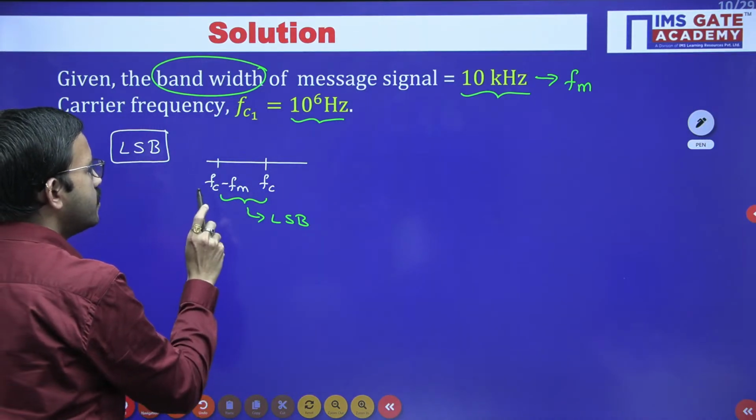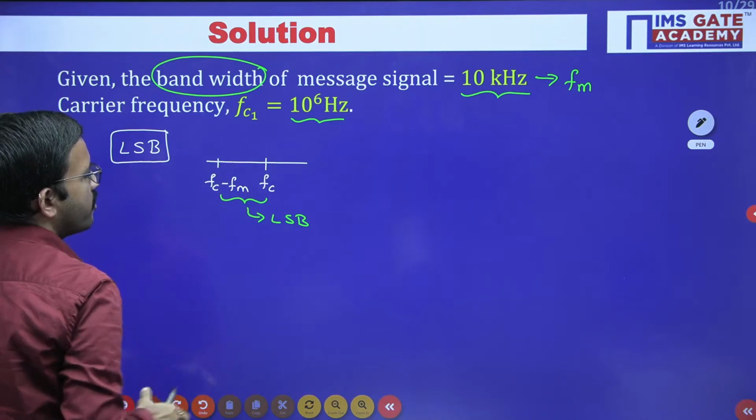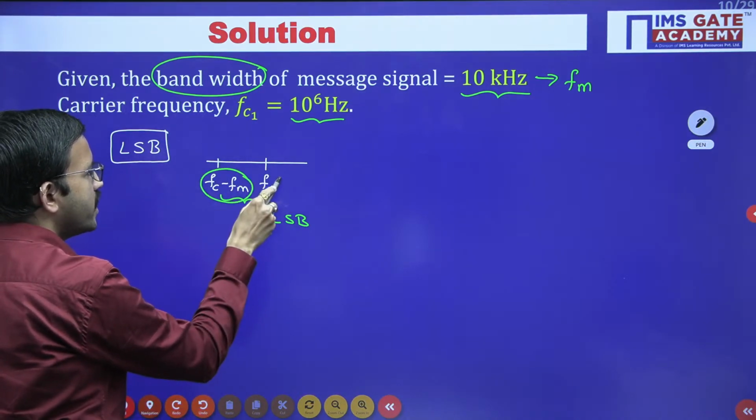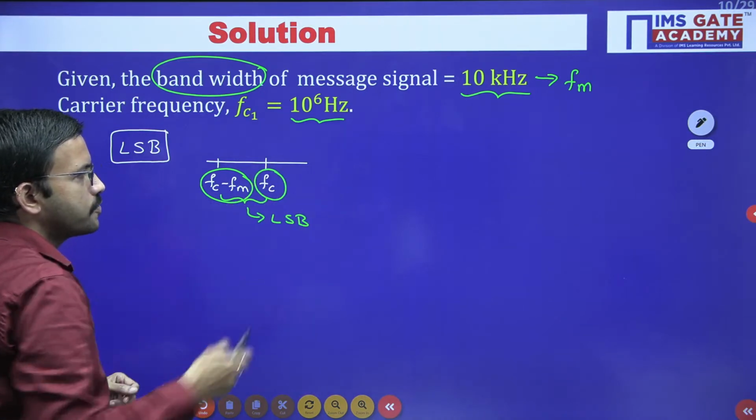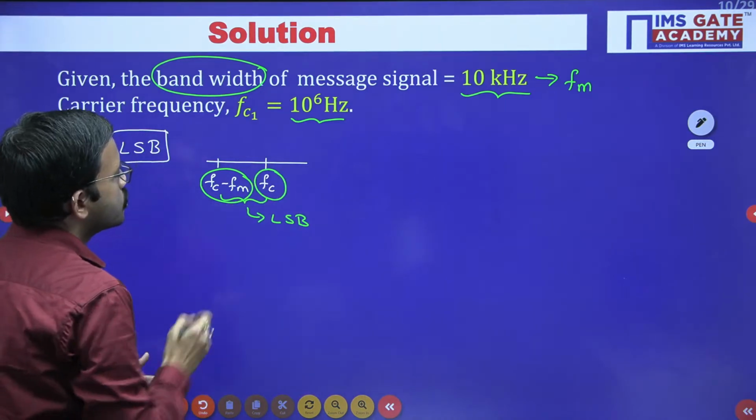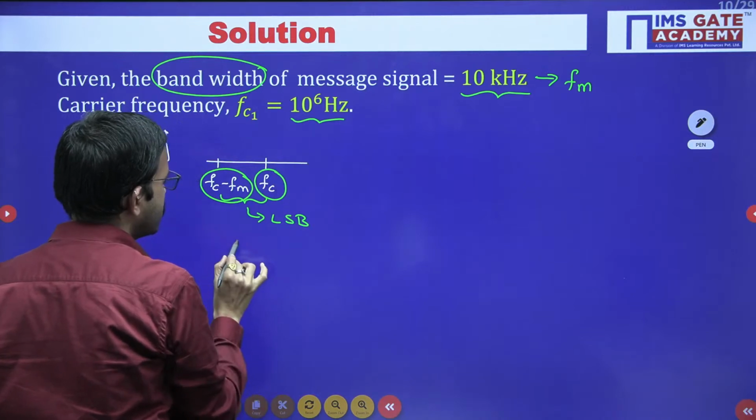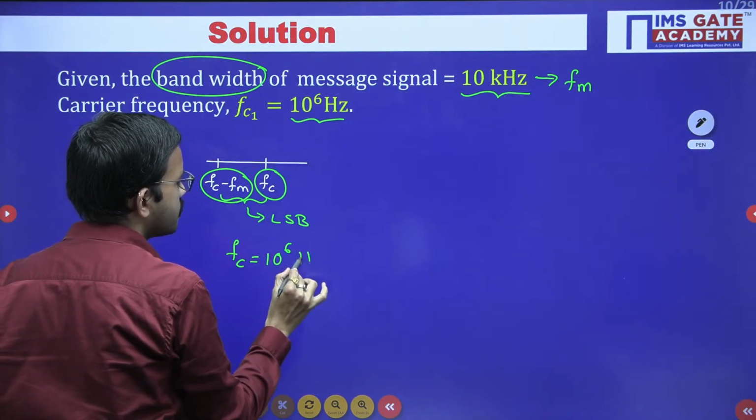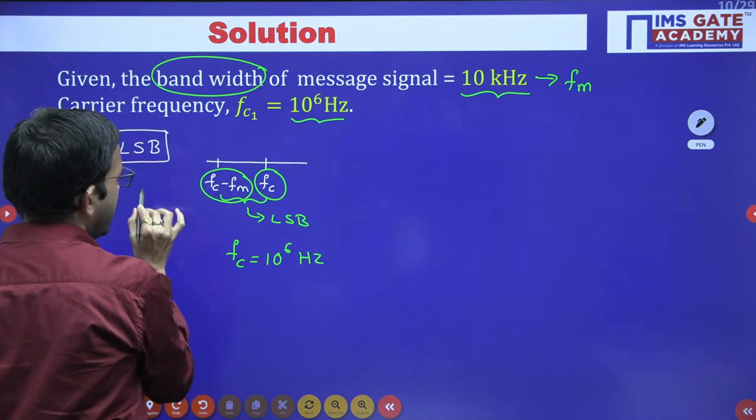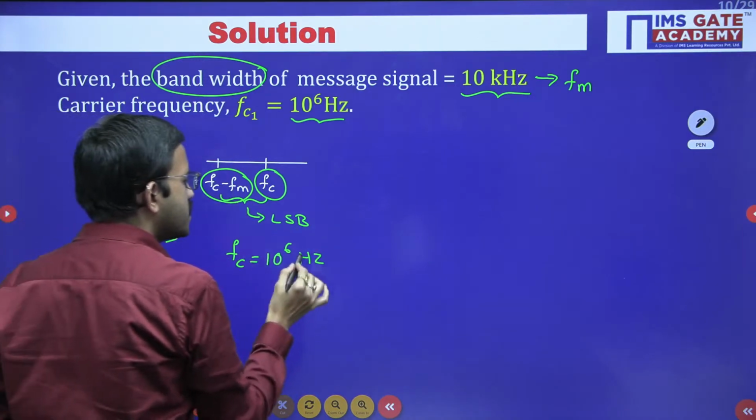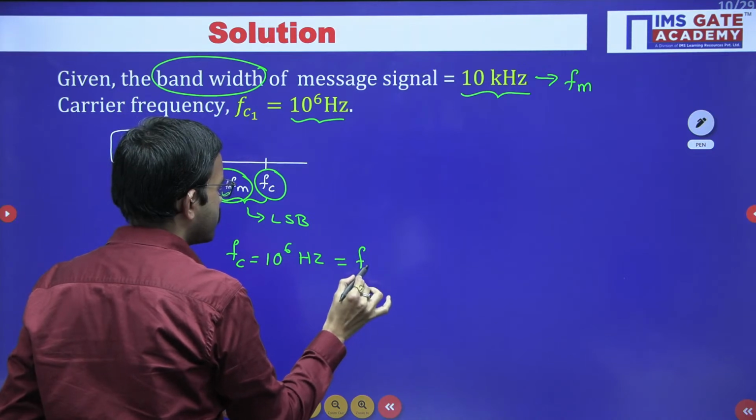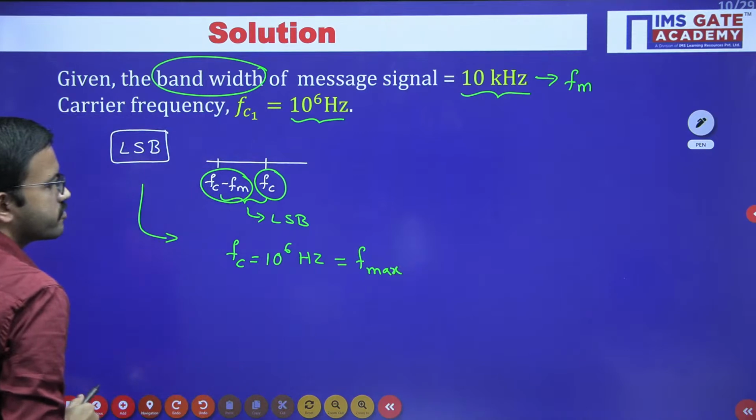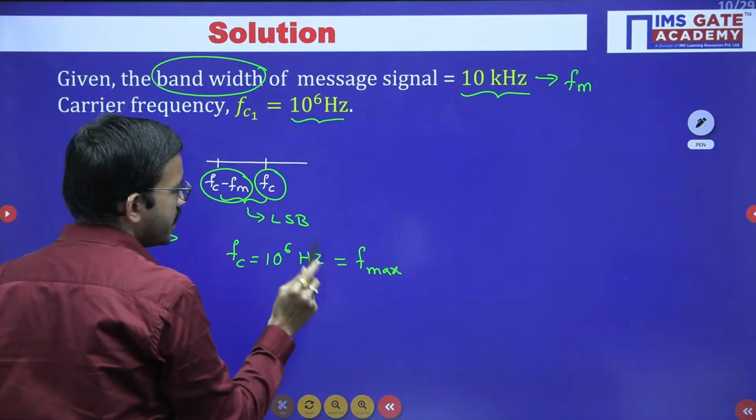So FC minus FM to FC. When you look at this particular signal, FC minus FM is the minimum value, whereas FC is the maximum, right? Regarding FC, according to the question, we have 10 power 6 Hz. So in this LSB signal, this FC is the maximum frequency, 10 power 6 Hz.